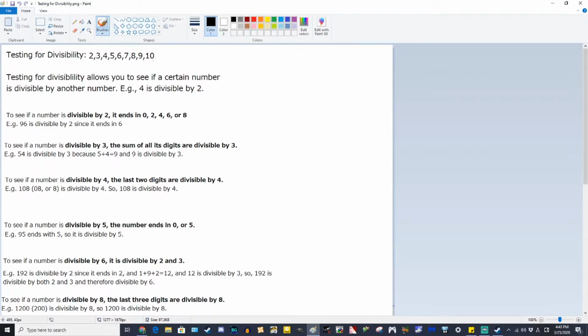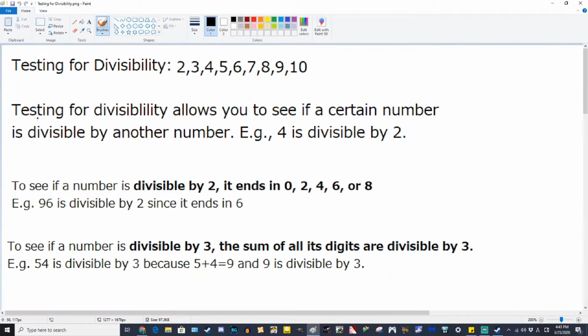numbers, 2 through 10. So starting off, to see if a number is divisible by 2, it ends in 0, 2, 4, 6, or 8. So for example, 96 is divisible by 2 since it ends in 6. So you can evenly divide 96 by 2. Okay? So if it's divisible by 2, it ends in 0, 2, 4, 6, or 8.